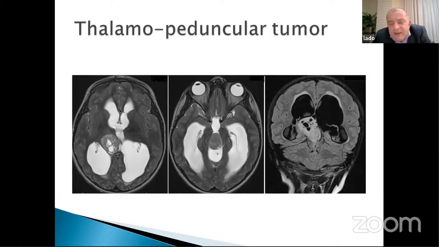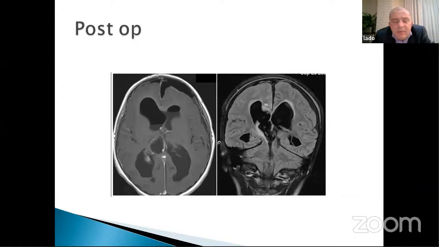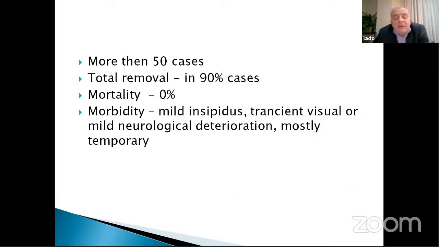These are more difficult cases, a very large tumor localized in the thalamus and spreading into the midbrain. In this case, we also use the transcallosal subchoroidal approach, removing the part of the tumor localized in the right thalamic region, and then removing the part localized in the midbrain. Radical removal was achieved without serious complication.